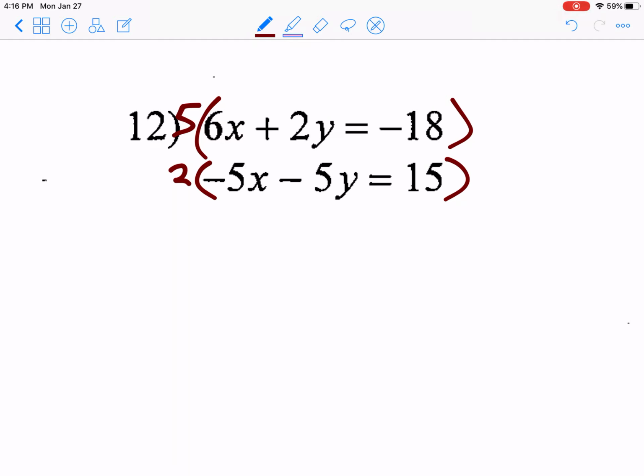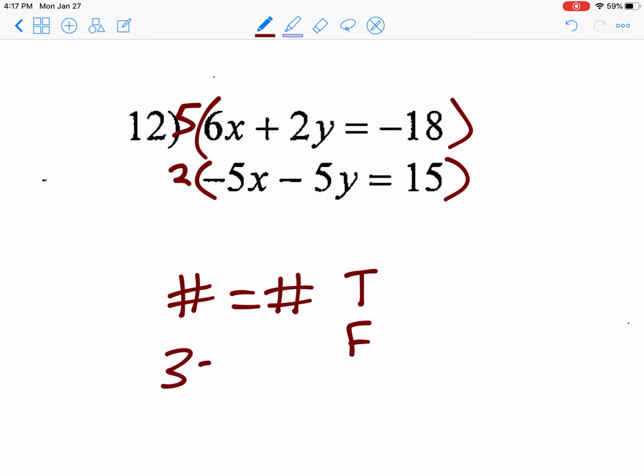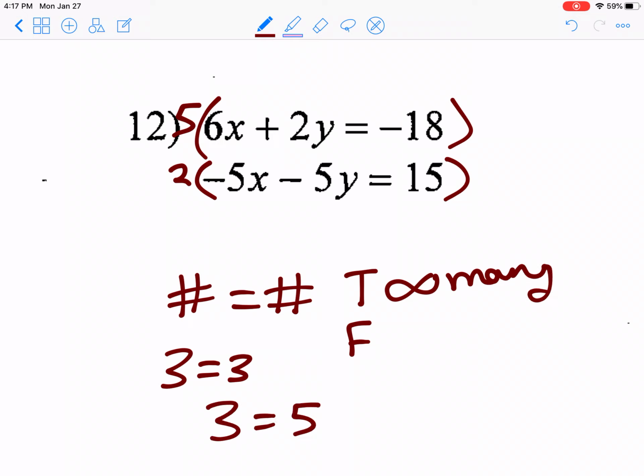If you ever get to a place where the variables go away, and you get number equals number, that either means infinitely many solutions or no real solution. It depends on if this is a true statement or if it's false. So if you get 3 equals 3, that's true. That would be infinitely many. If you get something like 3 equals 5, that's false. You would have no solution.